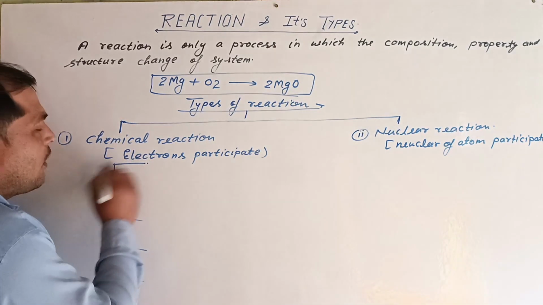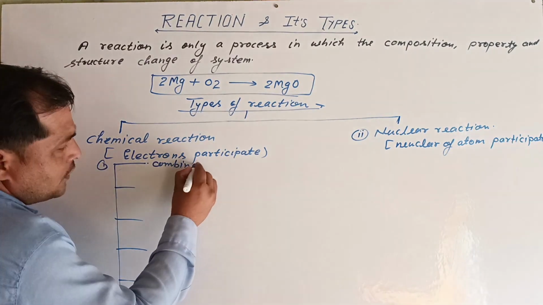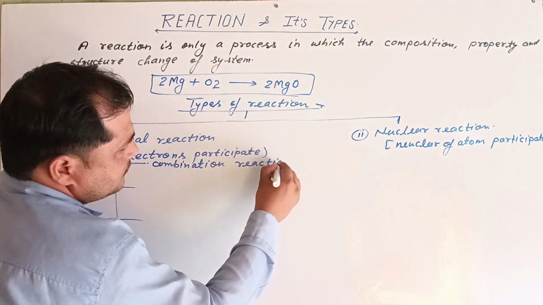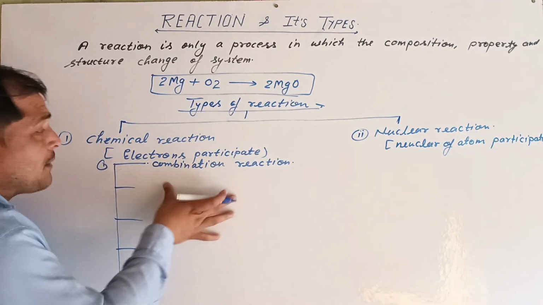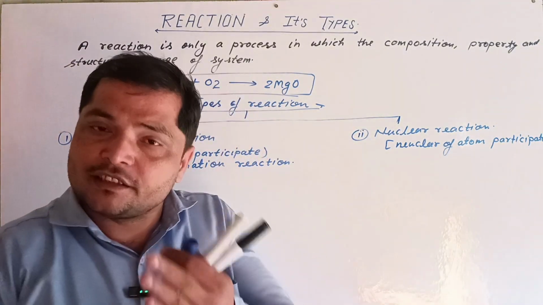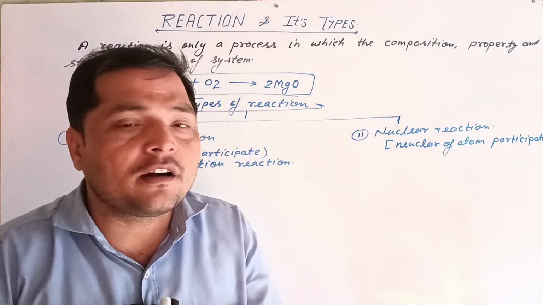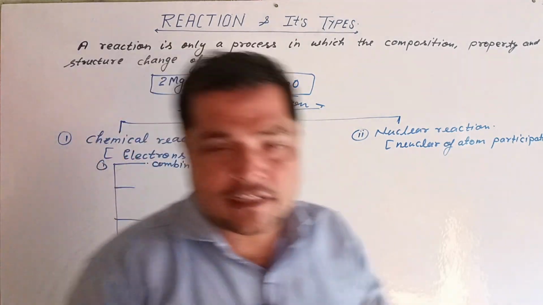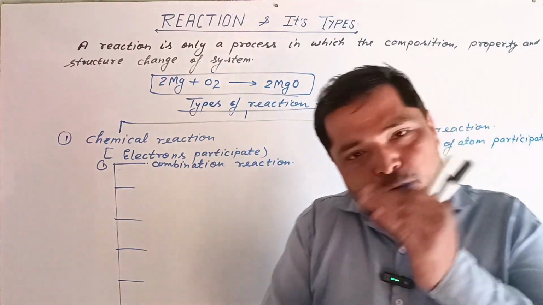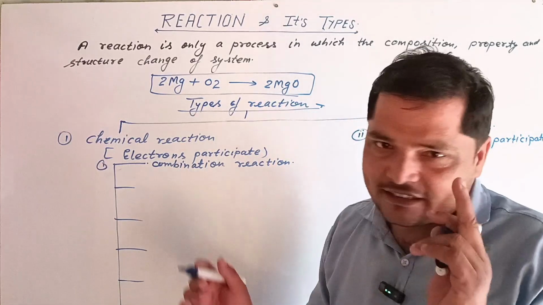Combination reaction. It is a type of chemical reaction in which two or more than two reactants combine with each other to form a new type of product. The property, structure, and composition of the new product are different from the reactants.